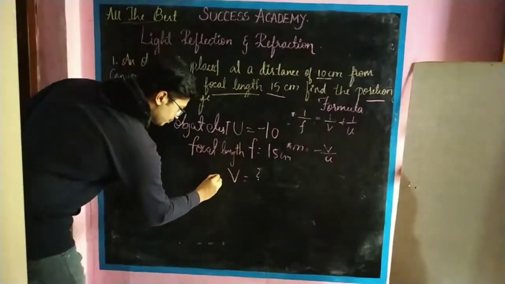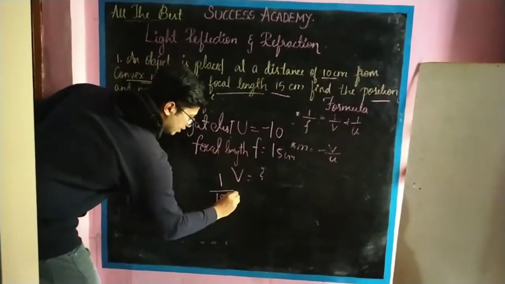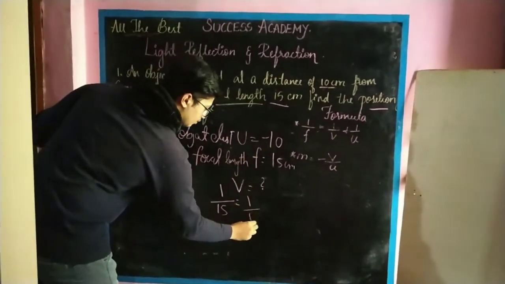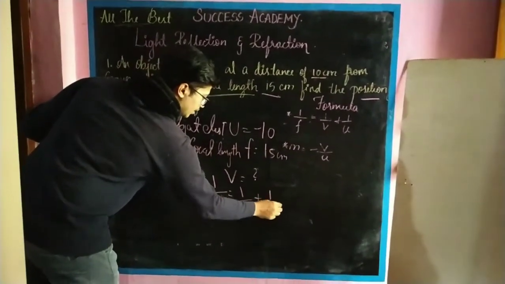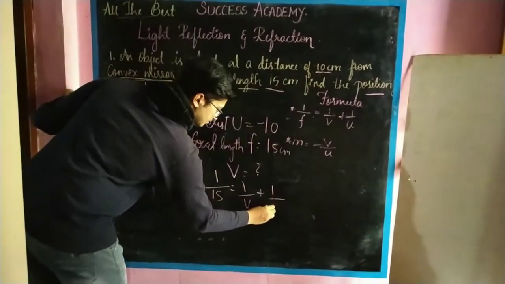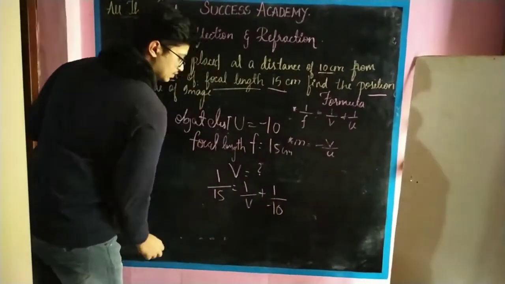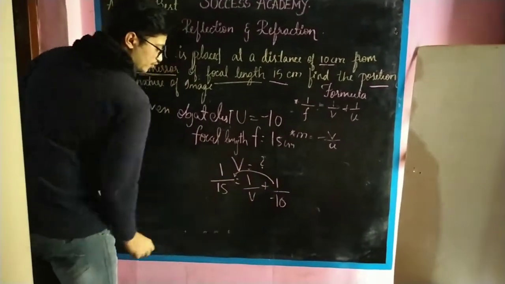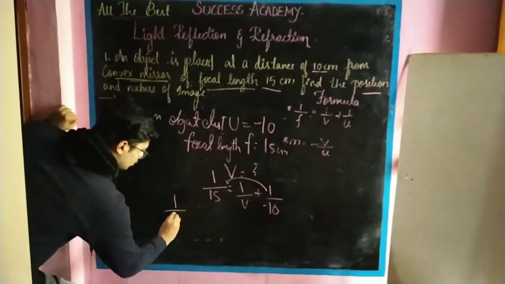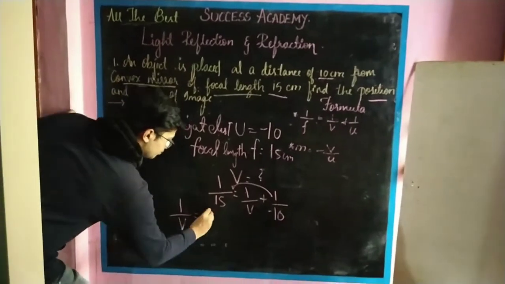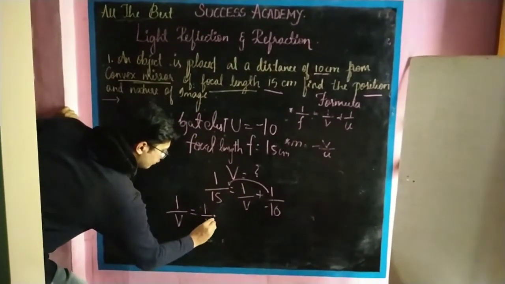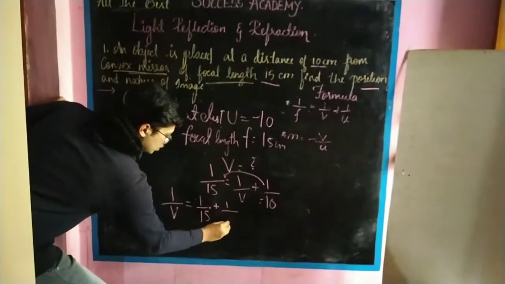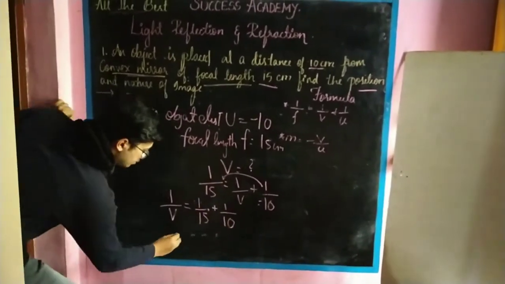f is 15, so 1/15 is equal to 1/v plus 1/u, and u is minus 10. Now take this 1/10 here, and 1/v will be kept there only. 1/v is equal to 1/15. This minus, if it comes here, becomes plus 1/10.